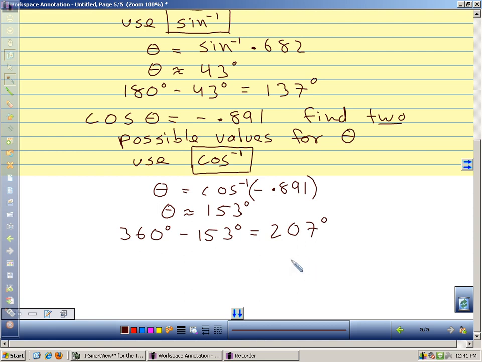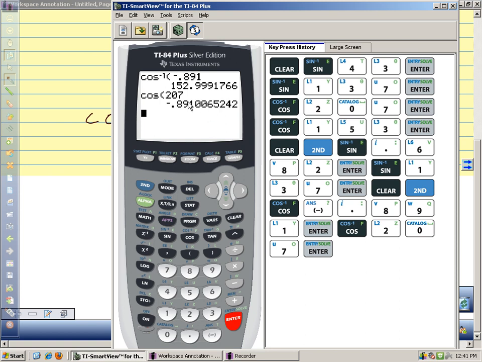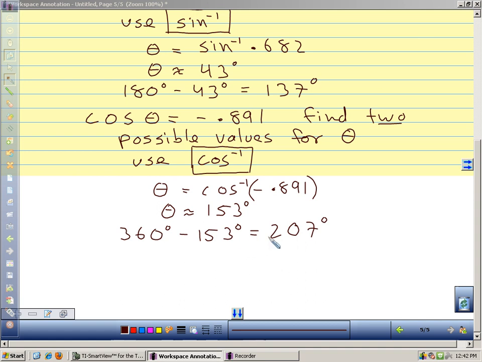And the way we're going to check is we're going to find the cosine of 207, and it should come out to negative 0.891. So let's do the cosine of, what was our angle? 207. And we get negative 0.891. So the cosine of 153 and the cosine of 207 degrees are both negative 0.891. Any questions on that? Okay.